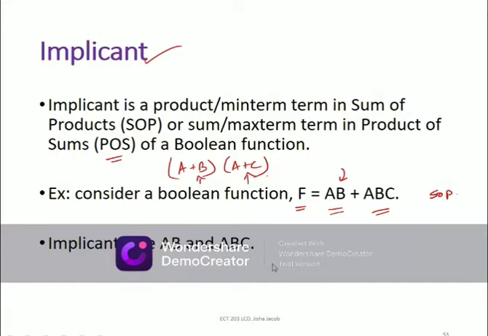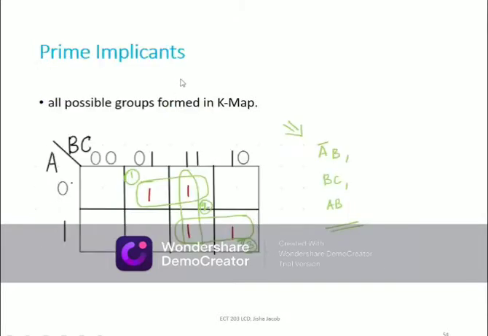So obviously it has a lot of types, or a lot of specifics. Let us go into the specifics of implicants. The first one is prime implicants. Prime implicant means when you have a function and from the function you draw a K-map, each group that you form inside the K-map is referred to as a prime implicant. This is not necessarily the same as just an implicant. It has to be a group inside the K-map. So all possible groups formed in the K-map are referred to as prime implicants.